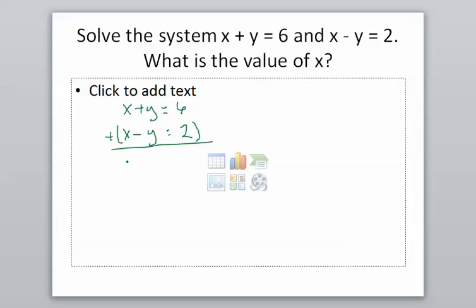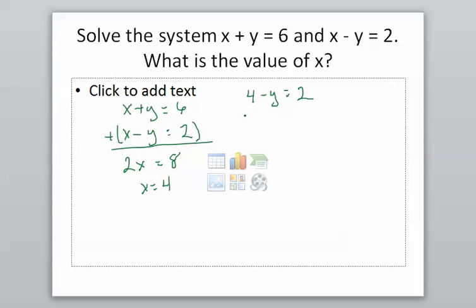So x plus x is 2x. Positive y plus a negative y gives me 0. 2 plus 6 is 8. So x is going to be equal to 4. Now if I plug that value back into one of the equations, 4 minus y equals 2.